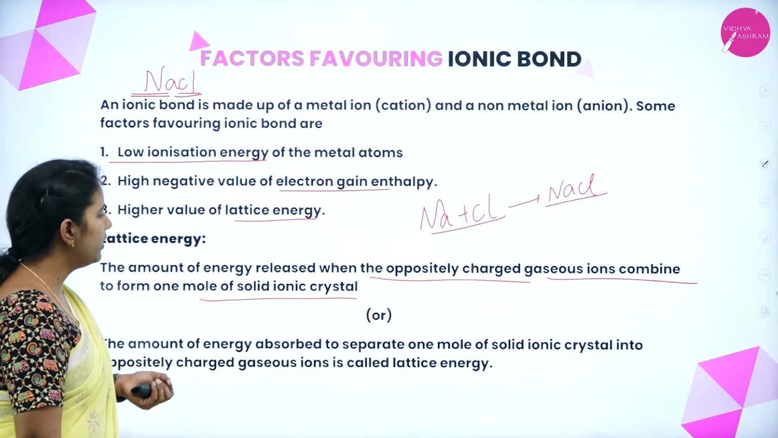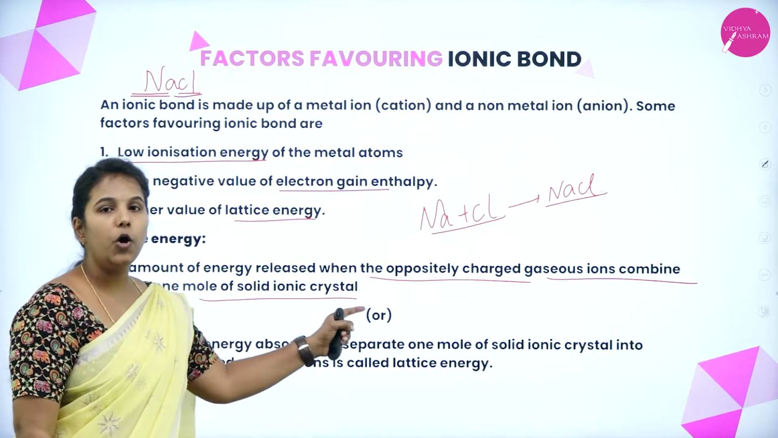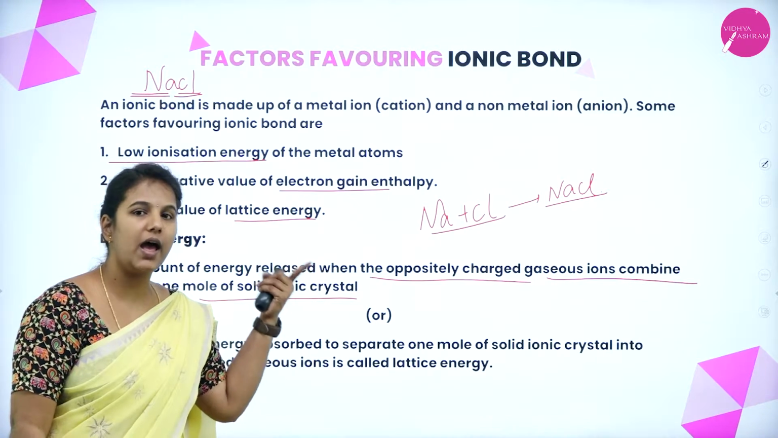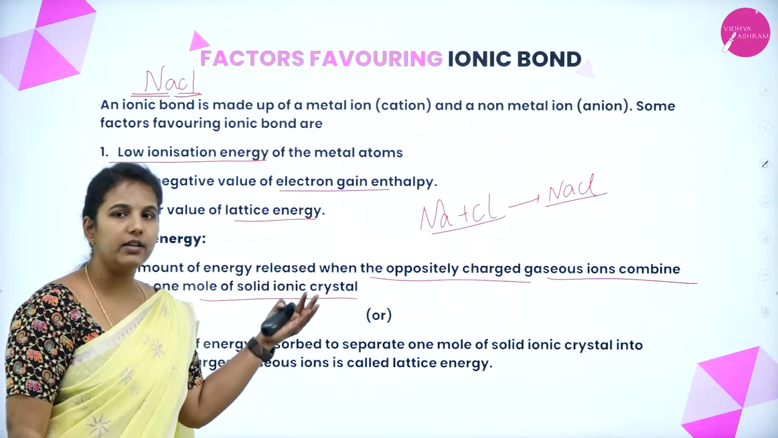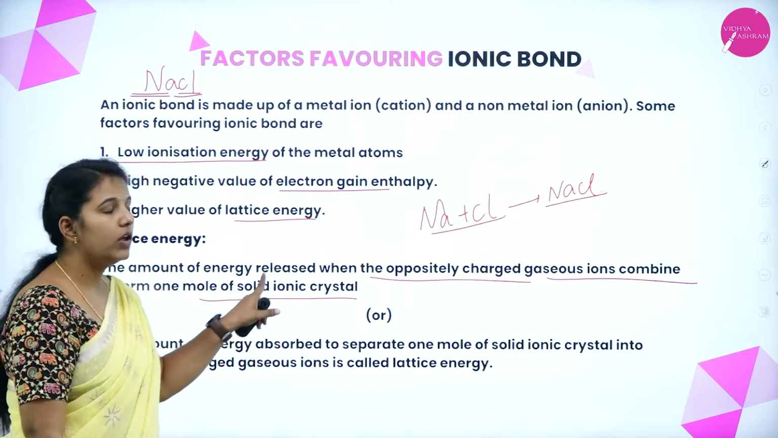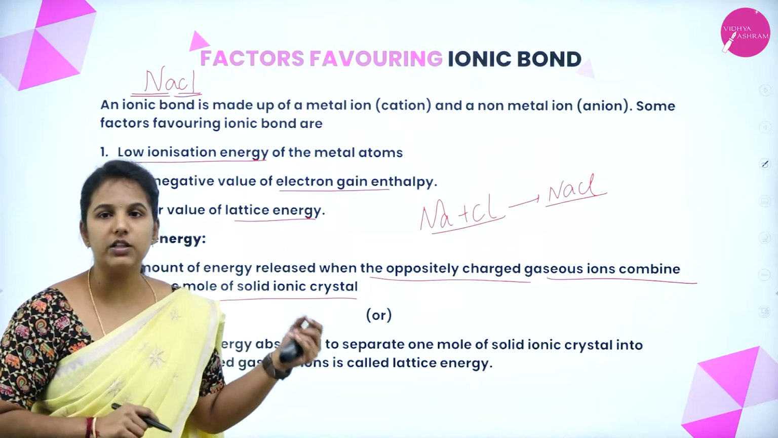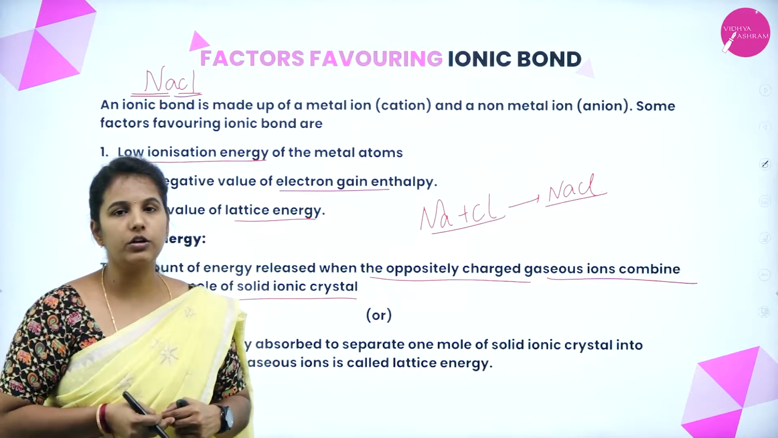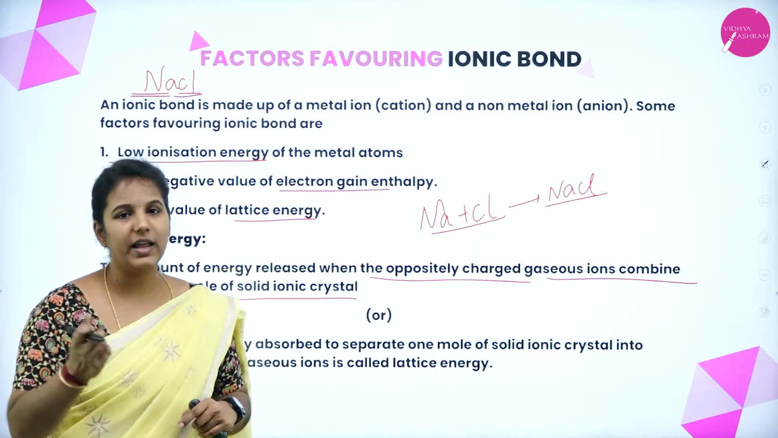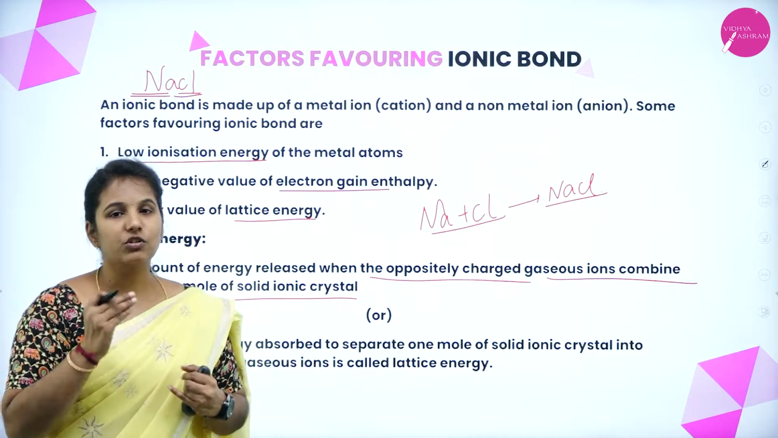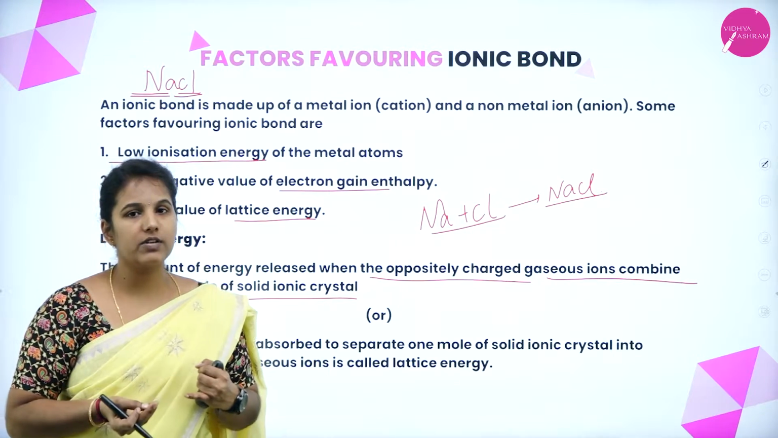So, it is the amount of energy released when oppositely charged ions combine. Sodium is a cation. Similarly, chloride is an anion. When they combine together, it results in the formation of a solid ionic crystal. That is why when sodium reacts with chlorine, it forms a salt known as sodium chloride or table salt. That is known as what? Lattice energy.